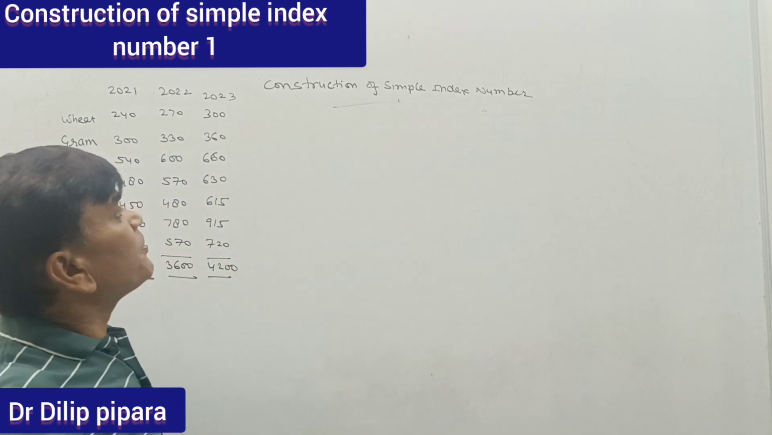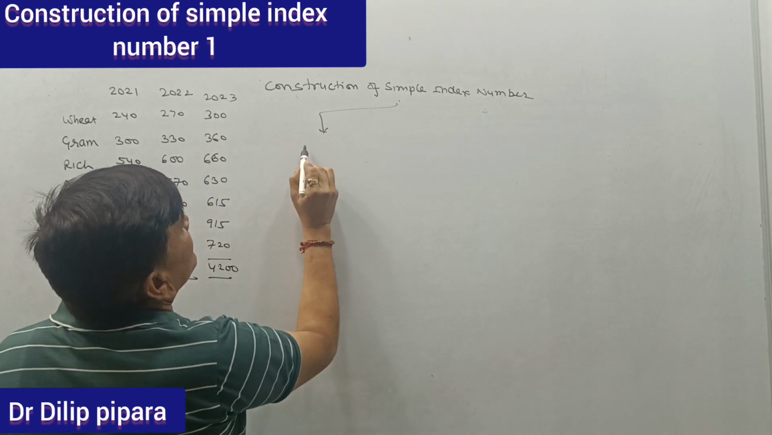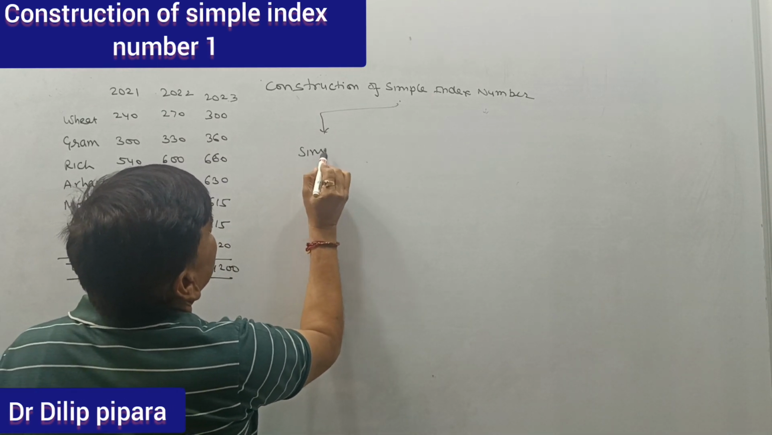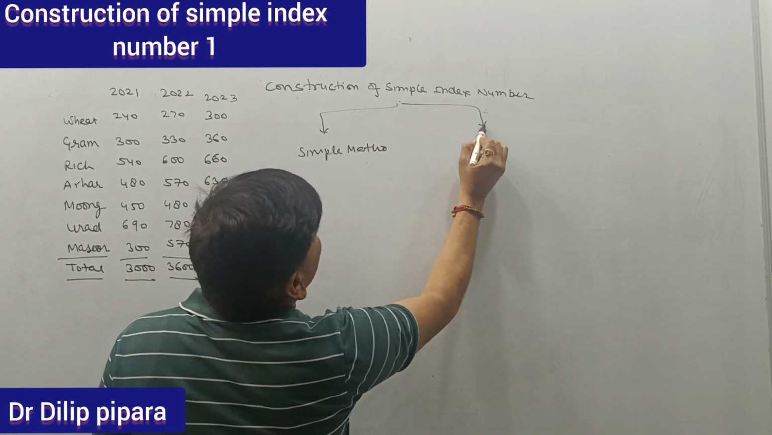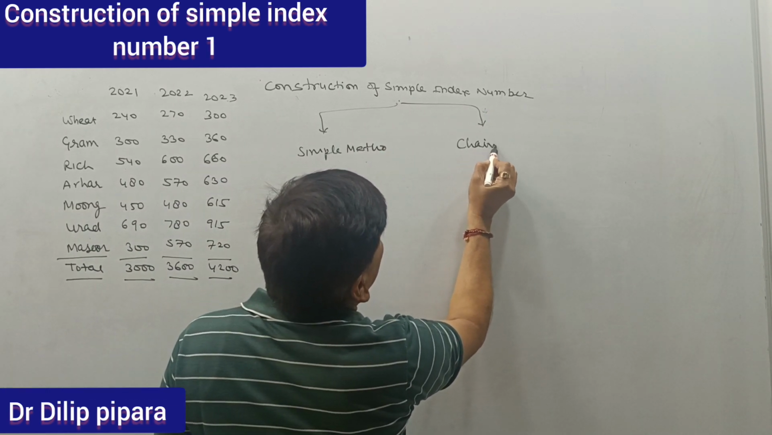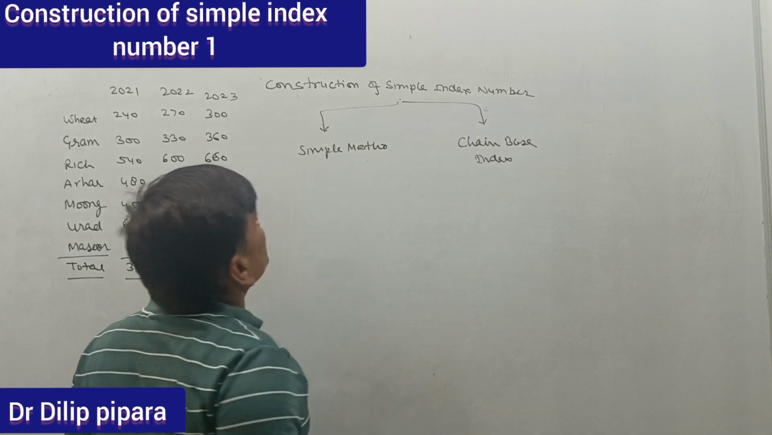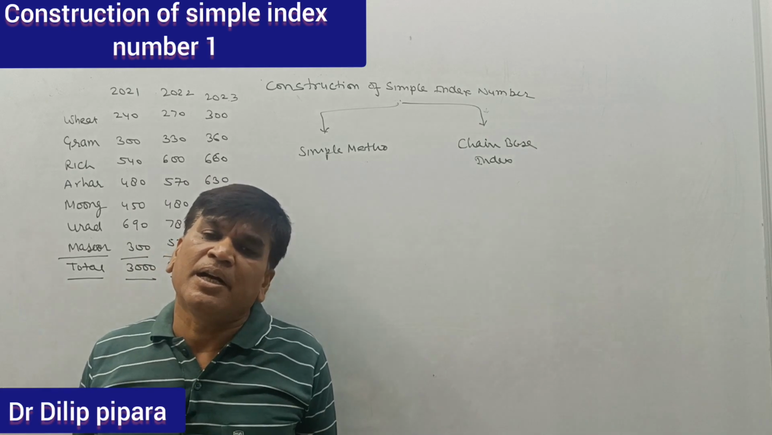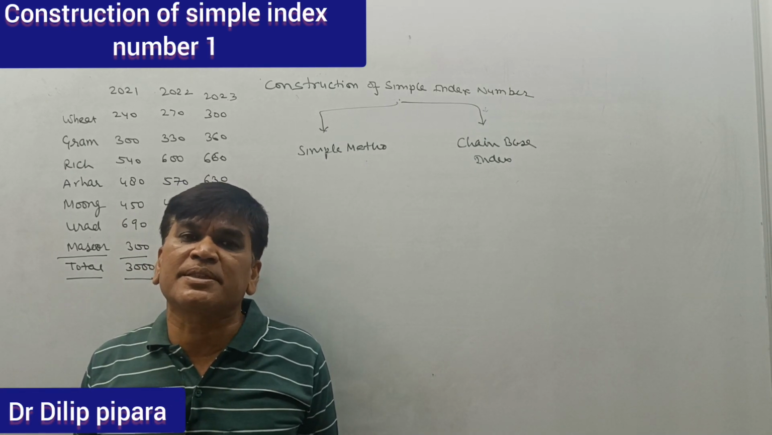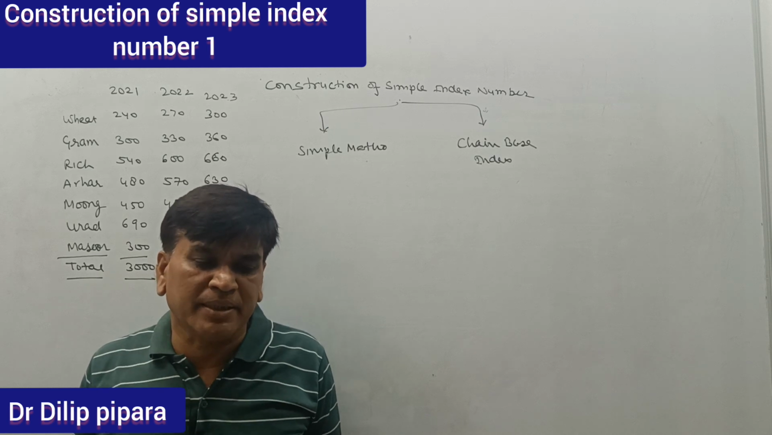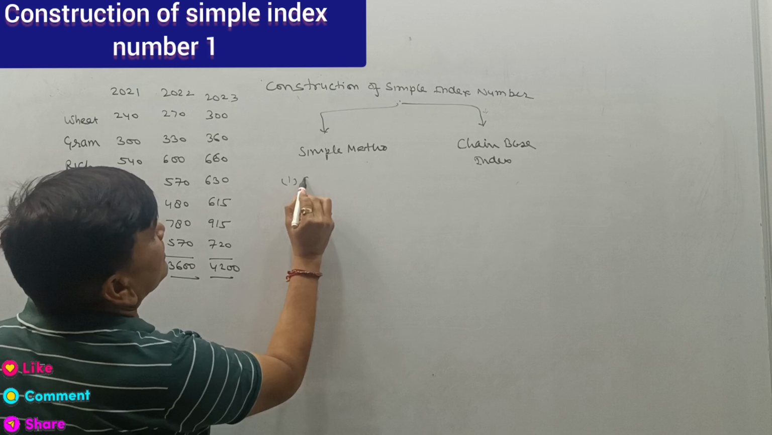We have two types of methods in simple index number. One is called the direct method, the simple method, and the second one is called chain based index number. So in today's video we will learn how to construct the simple index number. There are two methods to construct the simple index number. The very first method is called the simple aggregative method.